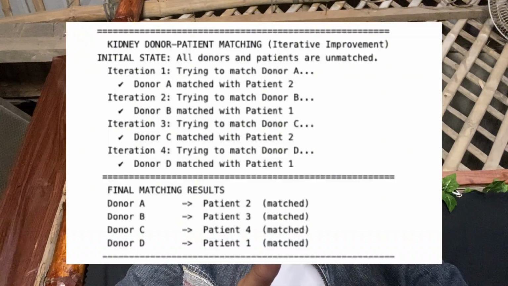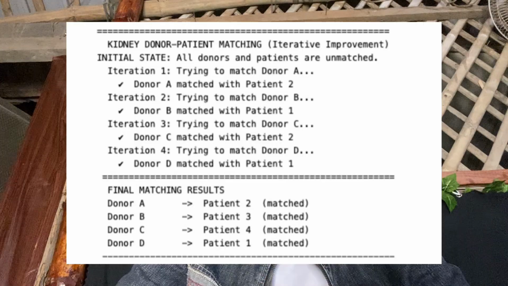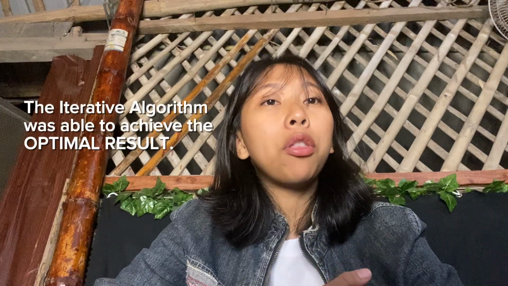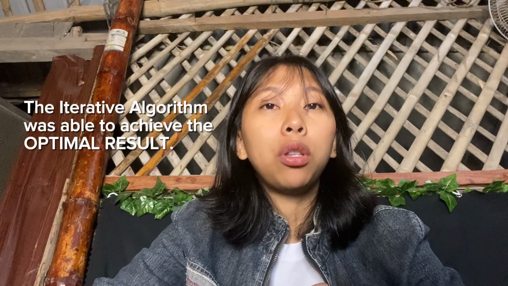One of the key strengths of this approach is its ability to improve earlier decisions. During the process, some initial matches were rerouted to allow better overall pairings. Because of this, the algorithm avoided poor intermediate results and continued improving toward a better solution. In our scenario, the iterative improvement method was able to achieve the optimal result, since 4 matches is the maximum possible given the number of donors and patients.